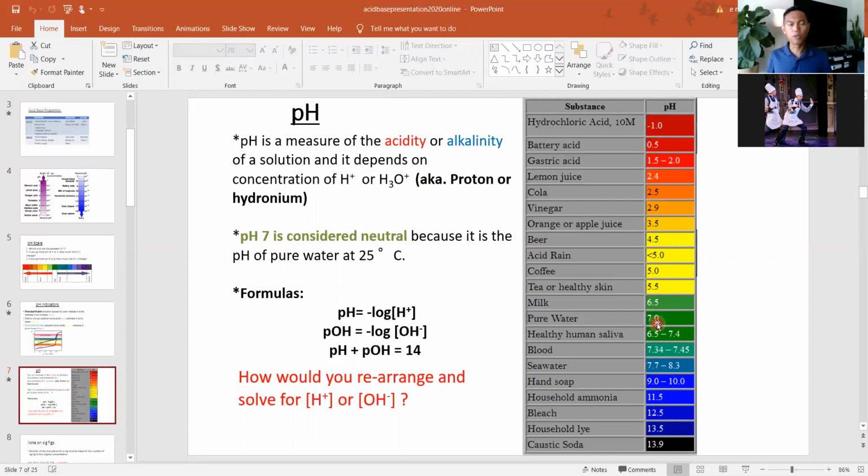Now, calculating the pH is based on this first formula, but there are other formulas that are related to it. So I've included all three on this one slide. And two slides from now, we'll use all three on the practice problem. You'll notice that we're dealing with logarithms. So this is the time of the year where Algebra 2 comes into play.